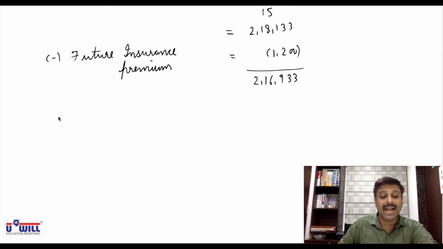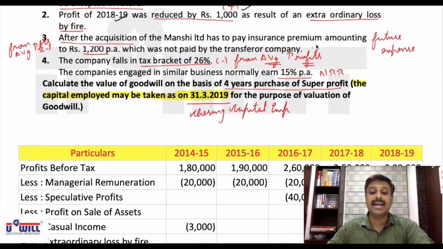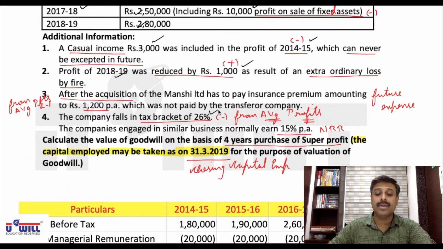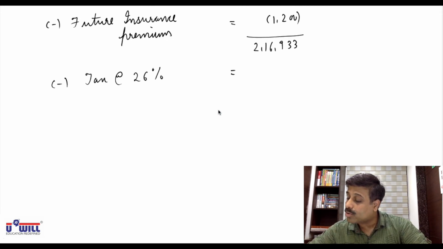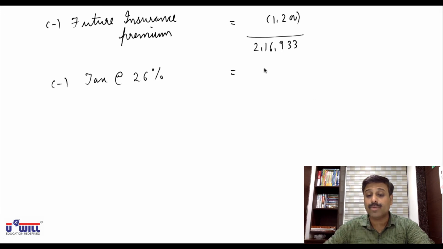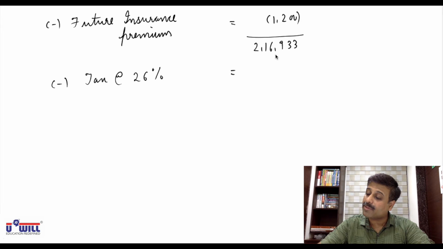Okay, now from that we'll minus the tax. This is the profit before tax, so we will minus tax, which is given at the rate of 26% in the question. You all can see that adjustment number 4. The tax rate is 26%. Actually, we will minus it from adjusted profits or average profits. So into 26% tax will come to 56,402.6, means we'll round it up to 56,403.